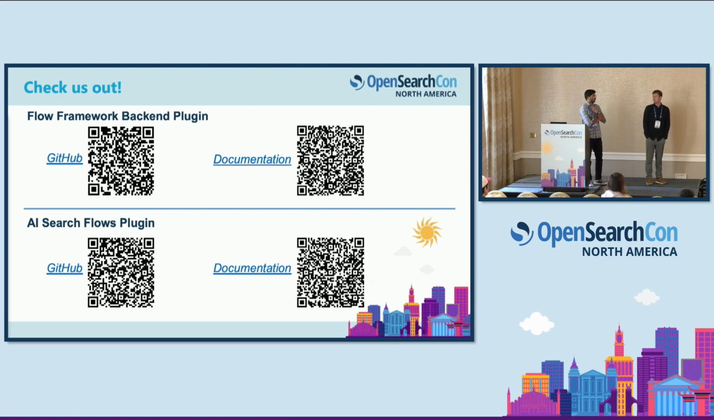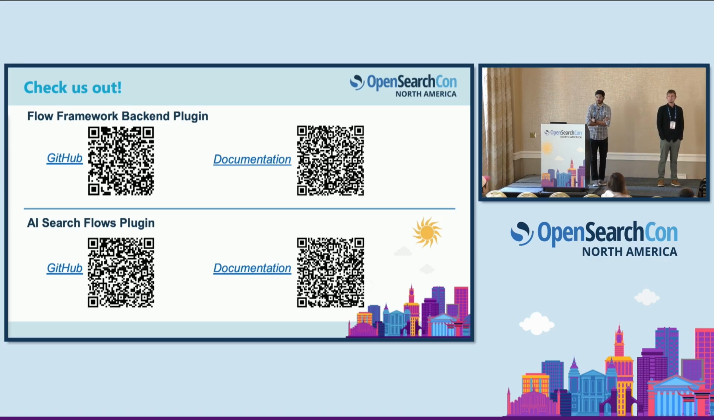If anybody's interested in more things, any questions or anything? So basically, with Flow Framework, we wanted to build a marketplace for all of the AI use cases of OpenSearch, a one-stop solution. You just use the same one plugin, and it provides you with a bunch of use cases.